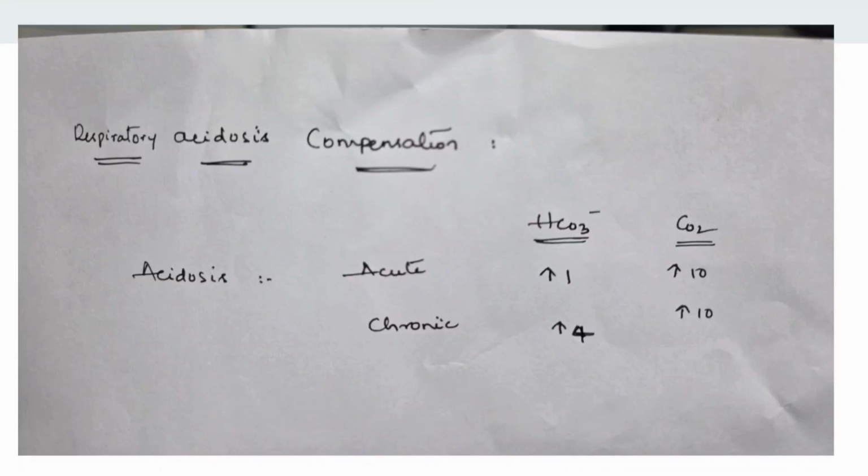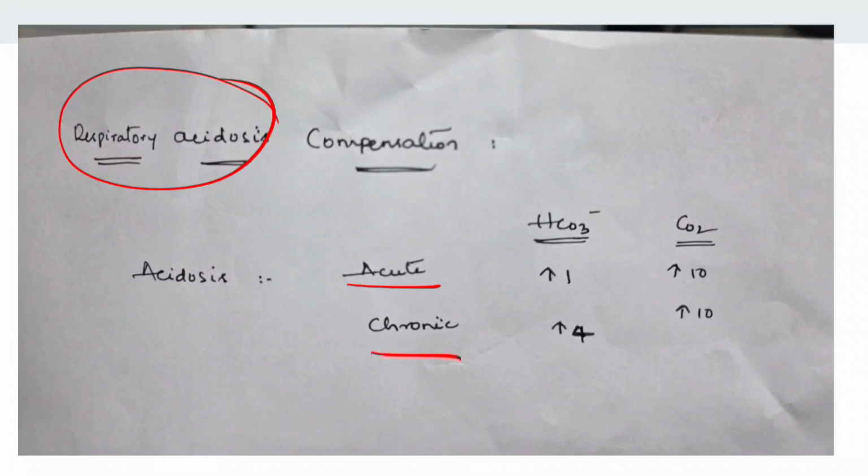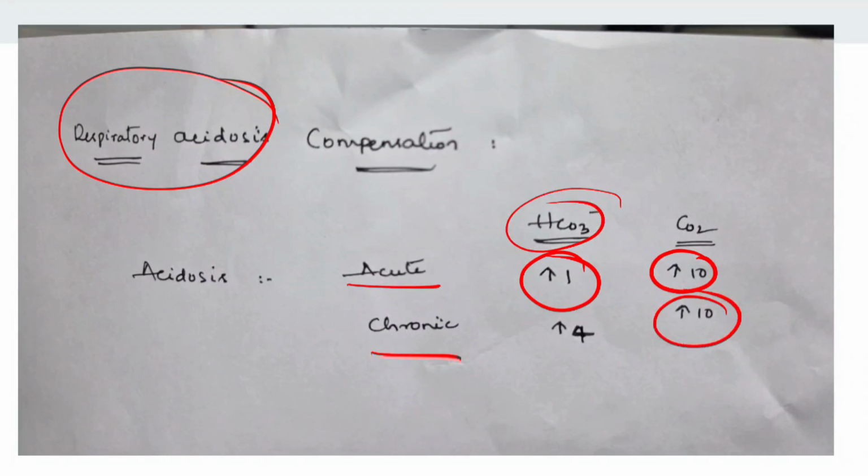So what is the metabolic compensation for respiratory acidosis? We know there are acute conditions and chronic conditions. In acute condition, for every 10 increase in CO2, there will be 1 increase in bicarbonate ion. In chronic condition, for every 10 increase in CO2, there will be 4 increase in bicarbonate ion. And for this value, we have to add plus or minus 3 to get the compensation.